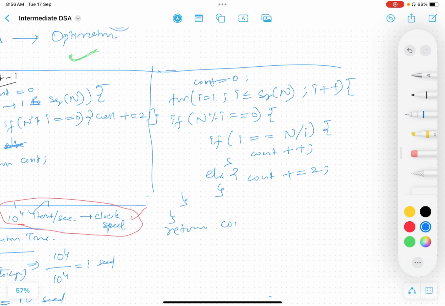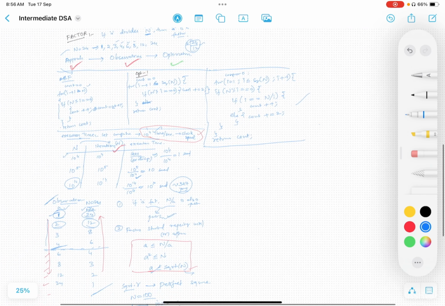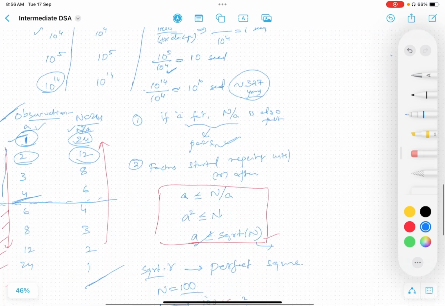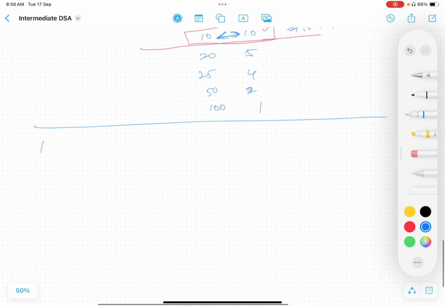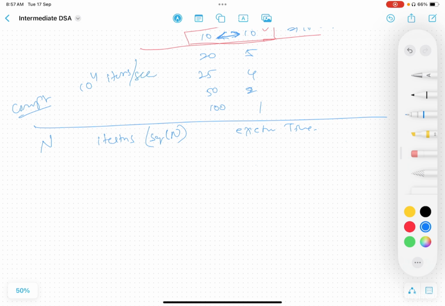Return count. Right. Clear. Now, as I said, we can look at execution time. Let's go for the same approach. Let's try finding the execution time. So now what happens? Your n is a number, but your iterations you are actually going till square root of n only, and we find the execution time. Okay. The computer has 10 power 4 iterations per second clock speed. So the same numbers will take 10 power 4, 10 power 5 and 10 power 14. So iterations are till square root of n only.